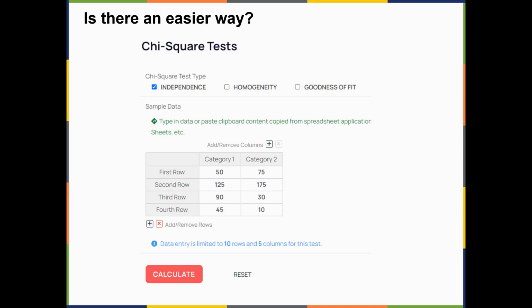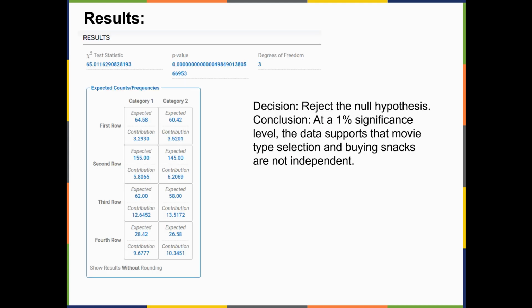Is there an easier way? Yeah, there's an easier way. We can use Arcibeti for this. Again, it's pretty limited. I think remember you can only put in 10 rows and 5 columns. So I did want to make sure you knew how to do this computation by hand. It's a little tedious, but it isn't particularly challenging to do by hand. And I wanted you to understand that. So let's use Arcibeti and see if we get the same thing.